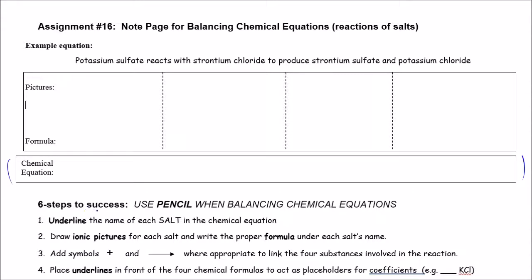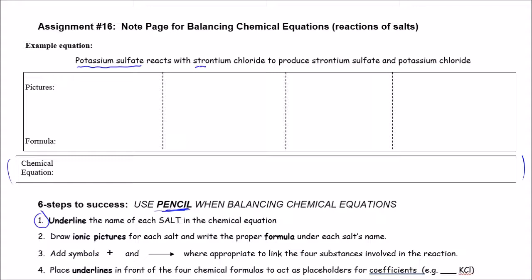There are 6 steps to success. The first suggestion is that you use a pencil. There are oftentimes you'll need to erase your mistakes. Step 1. Underline the name of each salt in the chemical equation. I'm going here to the words. Potassium sulfate is a salt. I'm underlining it. It has a first and a last name.